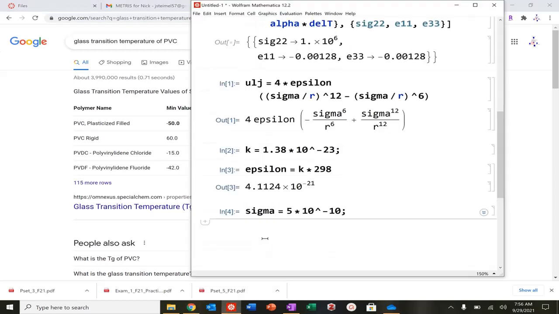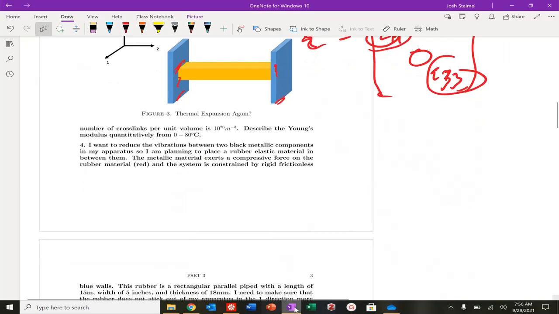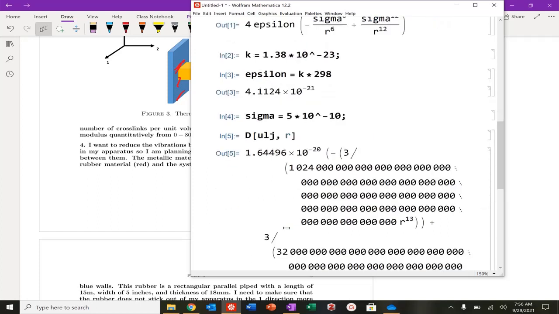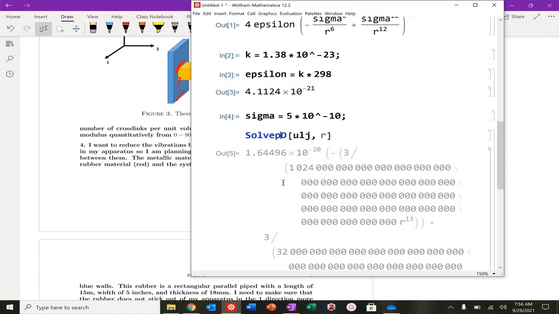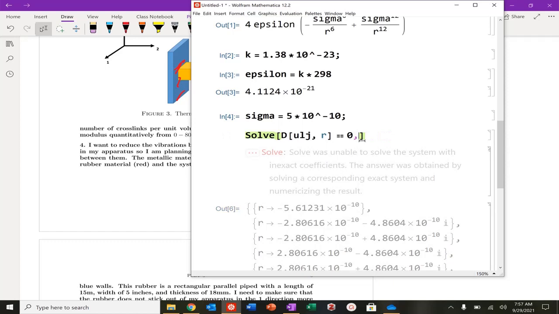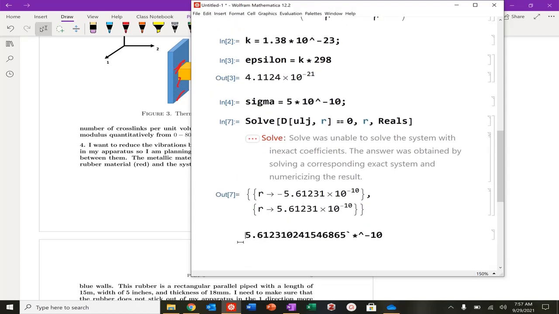So from 0 to 60C, I could treat this as our usual Young's modulus calculation, because that's what we're asked to do. So describe the Young's modulus from 0. Technically this only works at 0, but I'm going to take the derivative of ULJ with respect to R. I'm going to find my equilibrium distance, so I'm going to solve for when this is set equal to 0. Solve for R, and I want the reals. So this is my R naught.